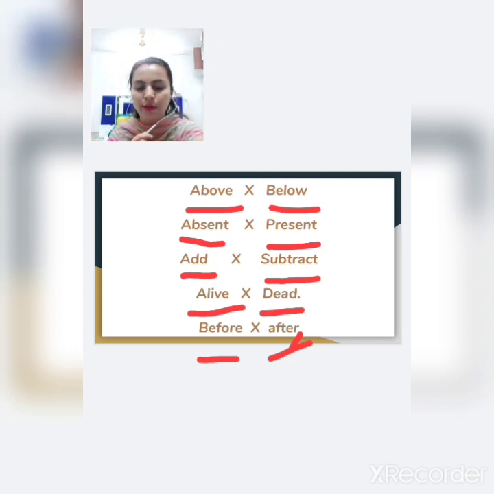Above, and the opposite of above is below. Next is absent, and the opposite of absent is present. Next is add, and the opposite of add is subtract. Next is alive, and the opposite of alive is dead. Next is before, and the opposite of before is after.